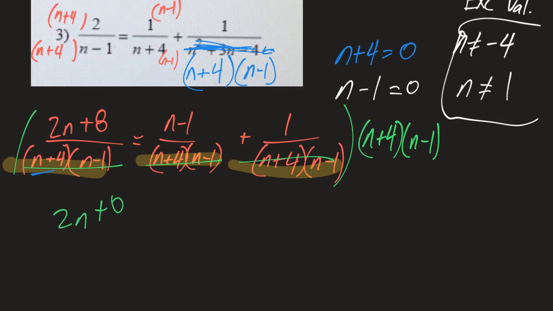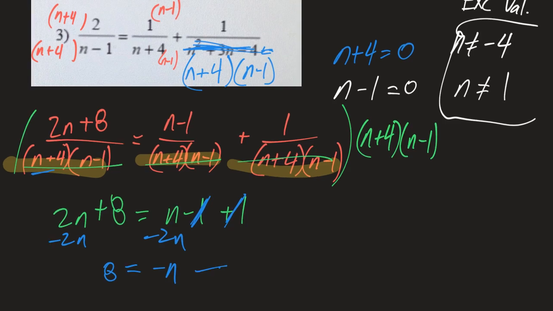2n plus 8 equals n minus 1 plus 1. And let's see where this ends up resolving. I'm going to cancel these ones out. Minus 1 plus 1 go away. And then I can subtract this 2n over. So 8 equals negative n. And basically that turns into n equals negative 8.